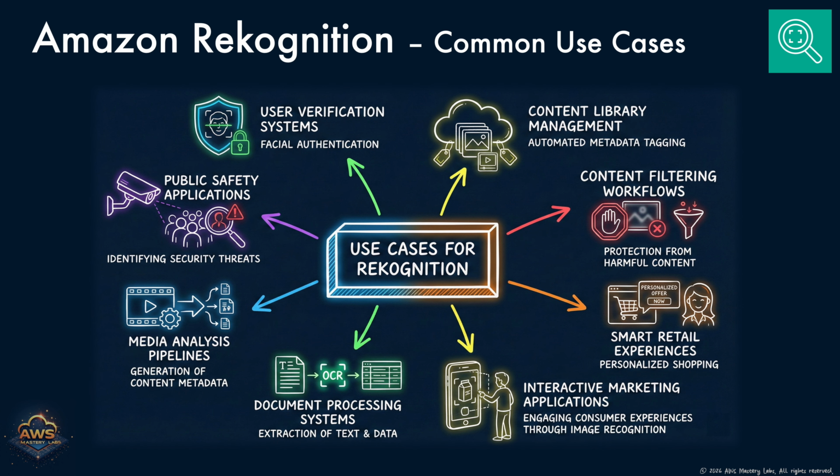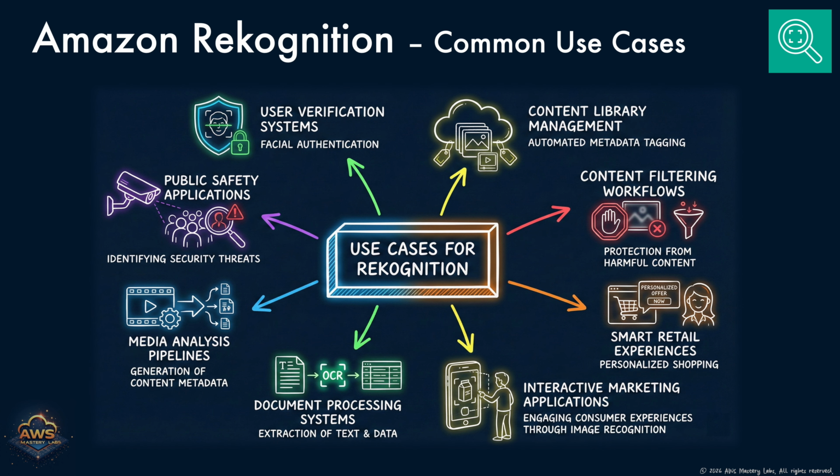In broadcasting, advertising, and streaming, Rekognition supports media analysis pipelines. It can generate rich metadata for every piece of content, like identifying the presence of certain actors or scenes, which improves search, recommendations, and audience targeting. In retail, companies are creating smart retail experiences by analyzing in-store video feeds to better understand customer demographics and behaviors. This data can be used to optimize store layouts, improve staffing, and even offer personalized shopping experiences based on real-time insights.